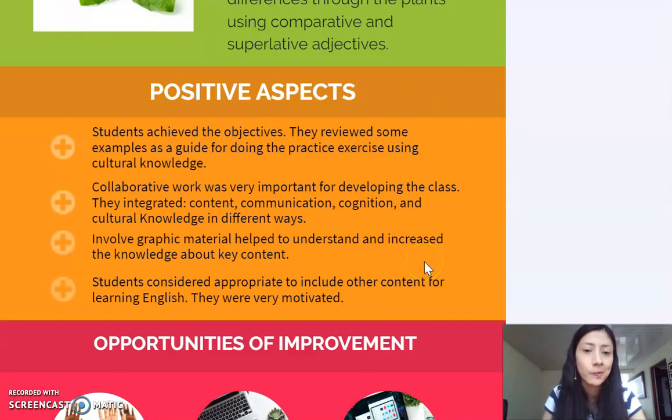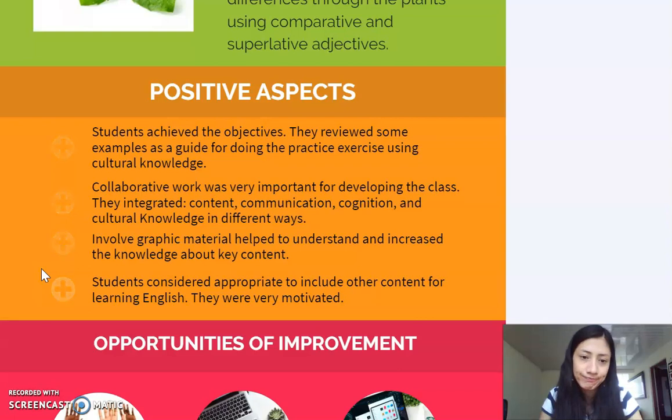Now, related to the collaborative work, it was another important aspect because they integrated content, communication, cognition, and cultural knowledge in different ways. The students worked in pairs and it was a good idea because each one helped the other with some concepts or some vocabulary or some activities, and it was a positive aspect.